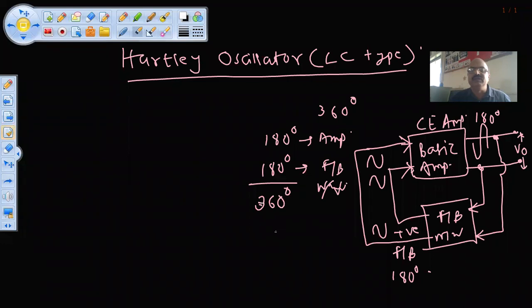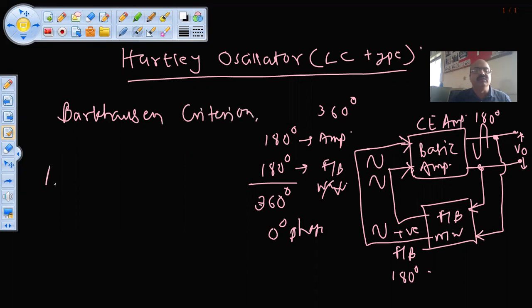So 360 degrees means 0 degrees phase shift. So your input signal and feedback signal are in phase with each other. That is the meaning. But as we know, the feedback is very small. Only 1%, 2% or 4% feedback is given. Last time I gave you the Barkhausen criteria. All of you know, what is Barkhausen criteria?